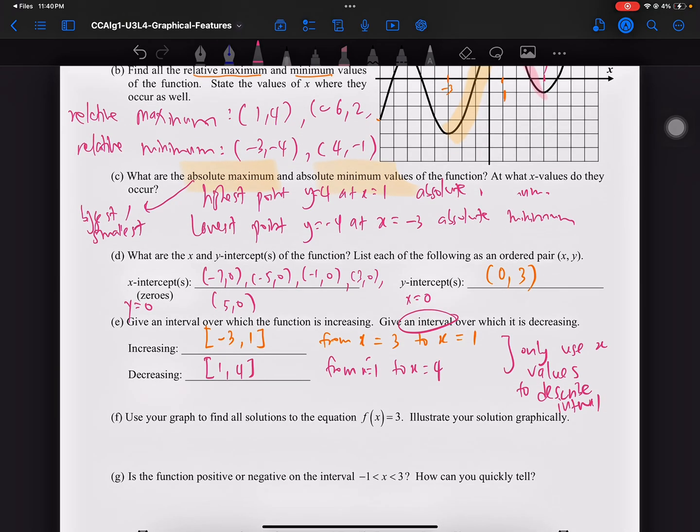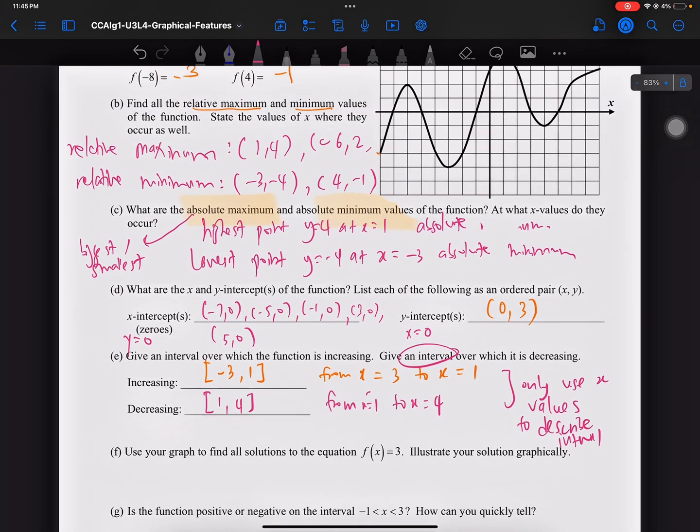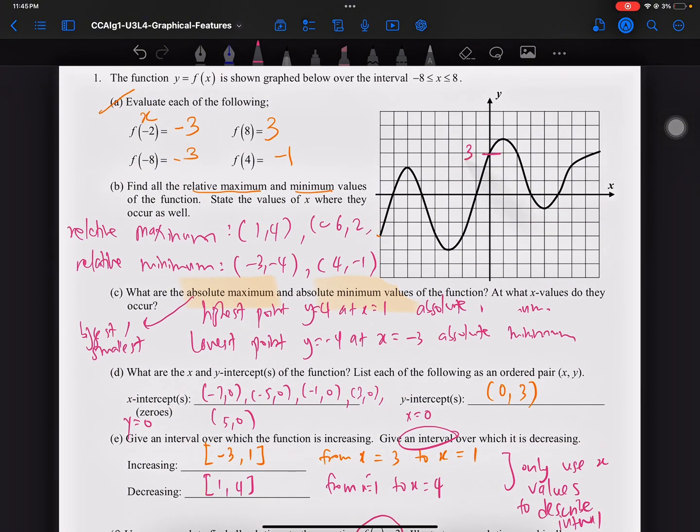Okay, then F. Use your graph to find all solutions to the equation f(x) = 3. The equation f(x) = 3 here means that we are looking for every place on the graph where the y value equals 3. Just compare from the original equation, f(x) is equal to y. So the number 3 represents the height of the function, the y value. So we are searching for all points on the graph where the height is 3. So here, when y is 3, we draw a line.